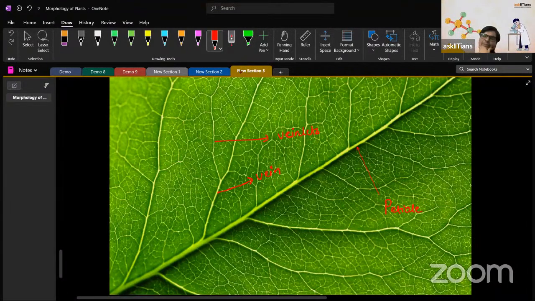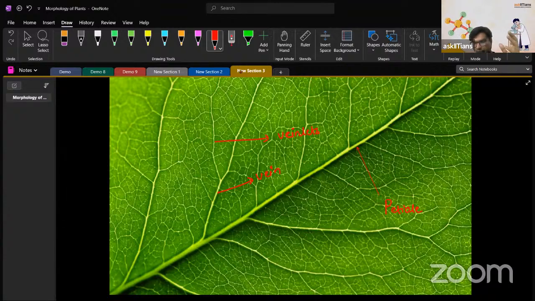Guys, you need to understand that the leaf is a very thin structure. It needs support. So the veins and veinlets, first of all, give support to the leaf. Secondly, they help in the transportation of water and all that. The veins run along the middle lamella.